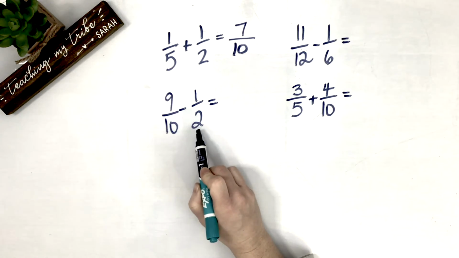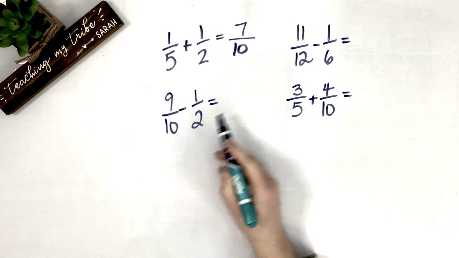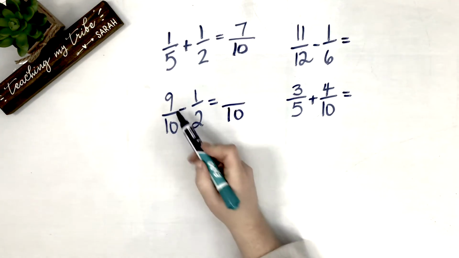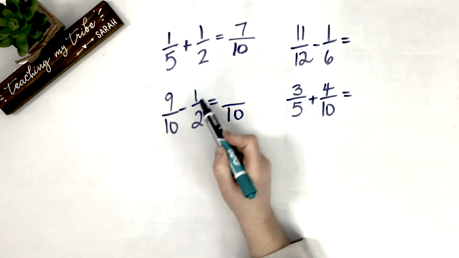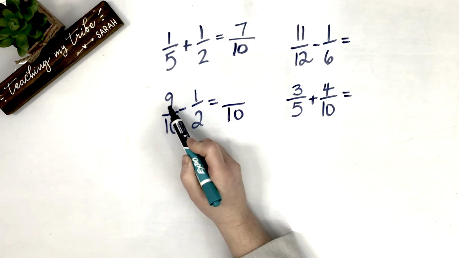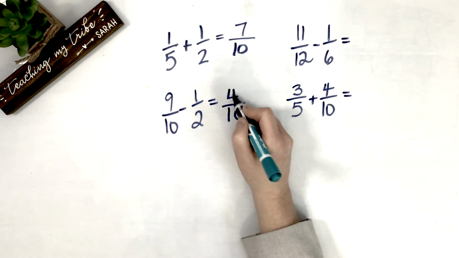Here we've got tenths and halves. The least common multiple between 10 and 2 is 10. So I'll express my answer as tenths. 9/10 doesn't have to change. Minus 1/2. 1/2 is equivalent to 5/10. So I'll be saying or thinking 9/10 minus 5/10 equals 4/10.